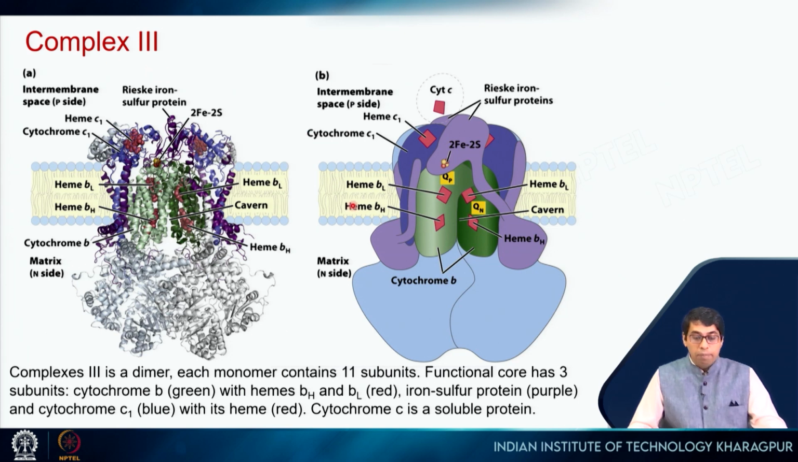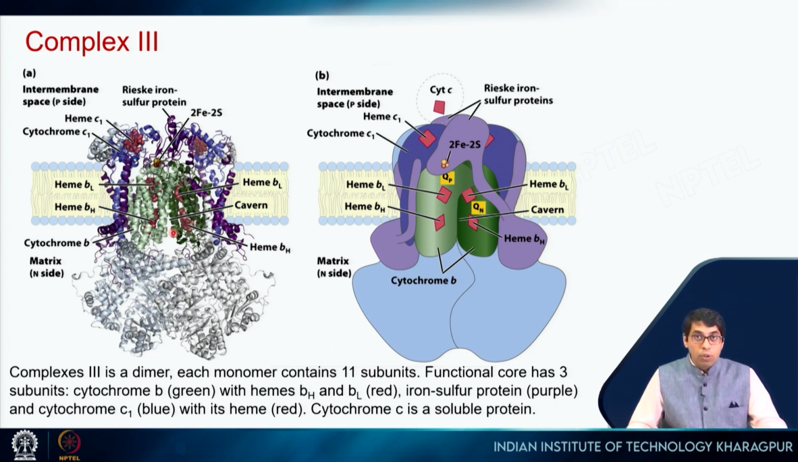Complex 3 is a dimer. So it looks like this. You can see that it is a symmetric dimer. If I draw a straight line here and look at only the left half, that is the monomer. Each monomer contains 11 subunits.